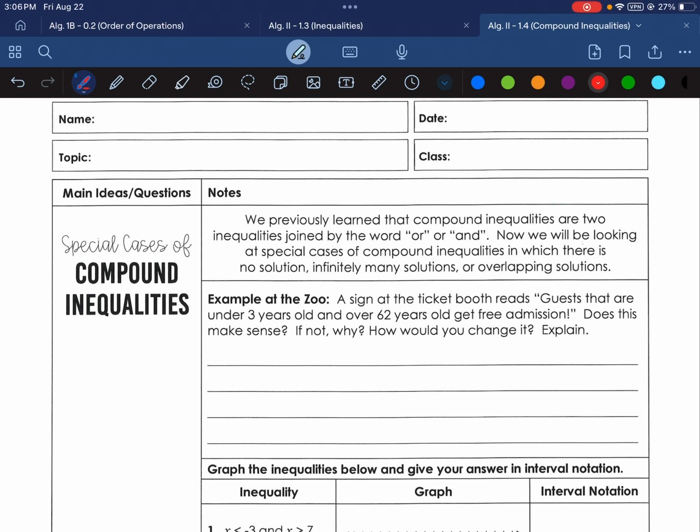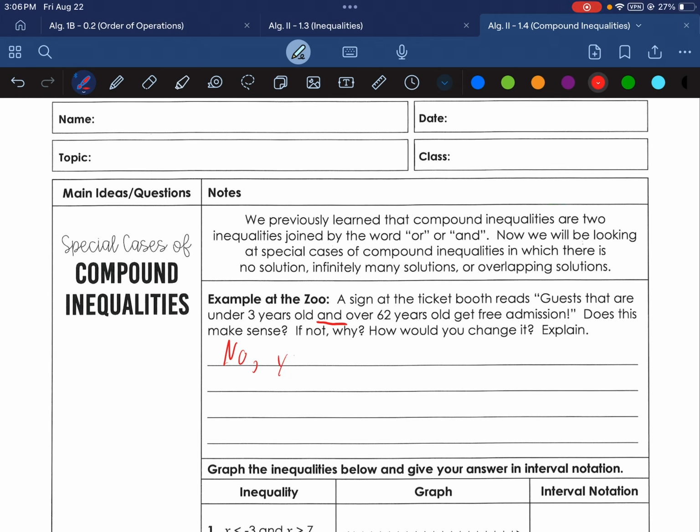So when we see the word and there, like I mentioned before, it means both are true. So is any one guest going to be both under 3 and over 62 years old? No, it's not physically possible to be both at the same time. Rather, they mean guests that are under 3 years old or over 62 years old get free admission. So they don't really mean that you have to be both. They mean one or the other. And that might seem pretty nitpicky, and it is to be fair, but it's to drive the point home during this lesson.